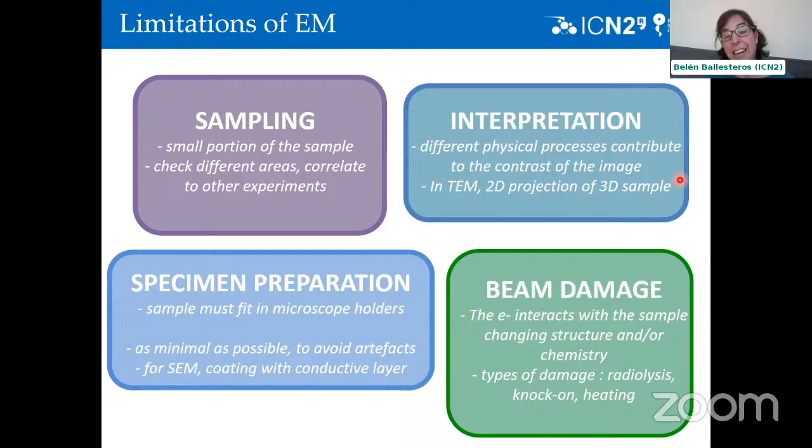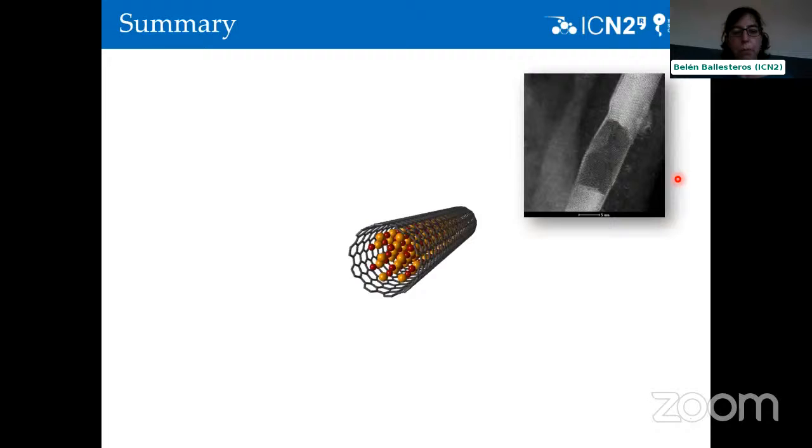And also there are different types of damage that you can get. There is radiolysis, there is knock-on, and there is heating. Each of these types of damage is more prone to happen in different types of samples. So you have to know which are the best conditions to study your sample, and try to work with low dose techniques or change the voltage to minimize the damage.